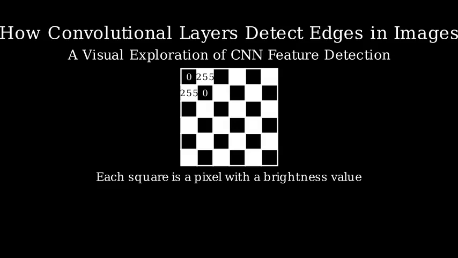Now, what exactly is an edge in an image? An edge is a boundary where there's a significant change in pixel intensity. For example, if we have bright pixels next to dark pixels, that transition forms an edge. Edges are fundamental features that help define the shapes and objects in an image. They can be horizontal, vertical, or diagonal.